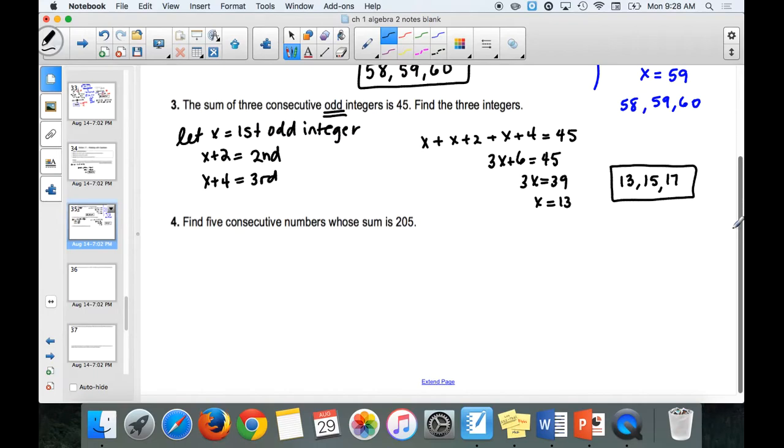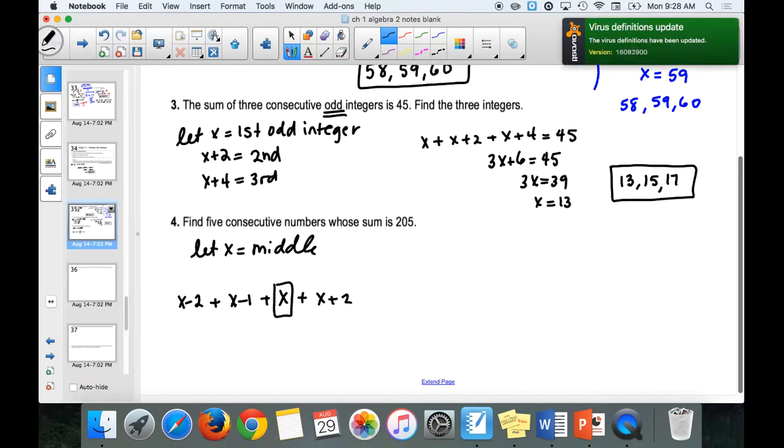So let's say we let x be the middle. That means we would have x, so that's the middle one. We're going to have x minus 1 and x minus 2. We're going to have x plus 1 and x plus 2. So if you want to see what those 5 numbers are. If you don't want to set it up that way, it's fine. Put x as your first one, then you're going to have x plus 1, x plus 2, x plus 3, and x plus 4.